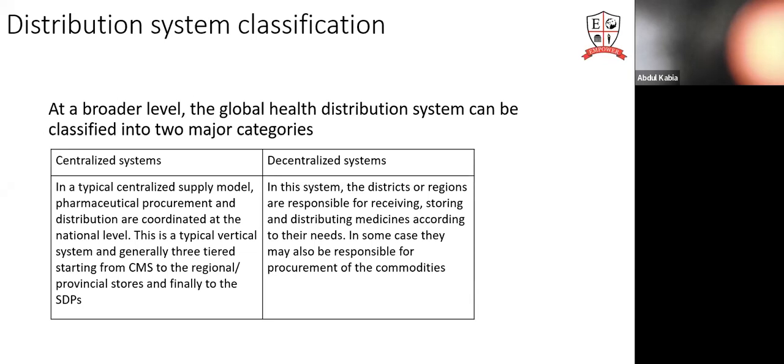Because when you centralize the coordination, there is a way that you move to another level, tier system, right to the health facility. And there are decentralized systems wherein the districts or regions are responsible for receiving, storing and distributing medicines according to their needs. In some cases, they may also be responsible for procurement of the commodities. Like for us here, the Local Council Act provides some decentralization, and some functions are dedicated to the local councils. They can also do procurement. So in a decentralized system, that is what you see. But once you centralize distribution systems, it means the modeling, procurement, distribution, and all the coordination happen at central level, unlike the decentralized system, wherein some functions happen at the district or regional level. Next slide.